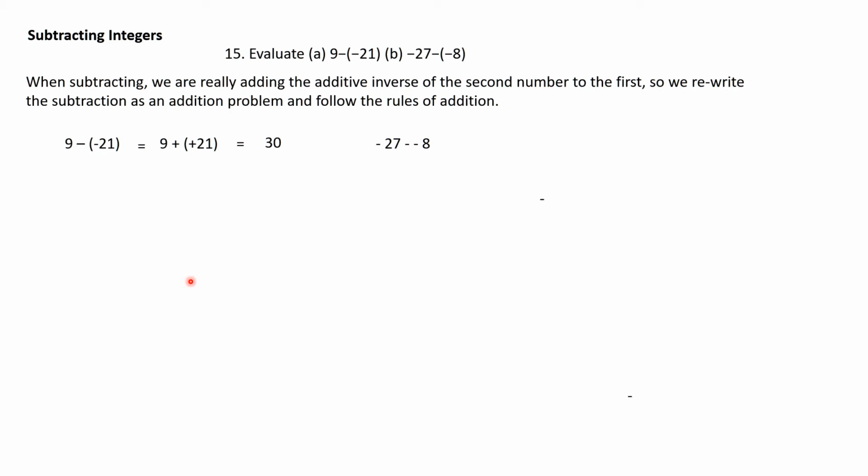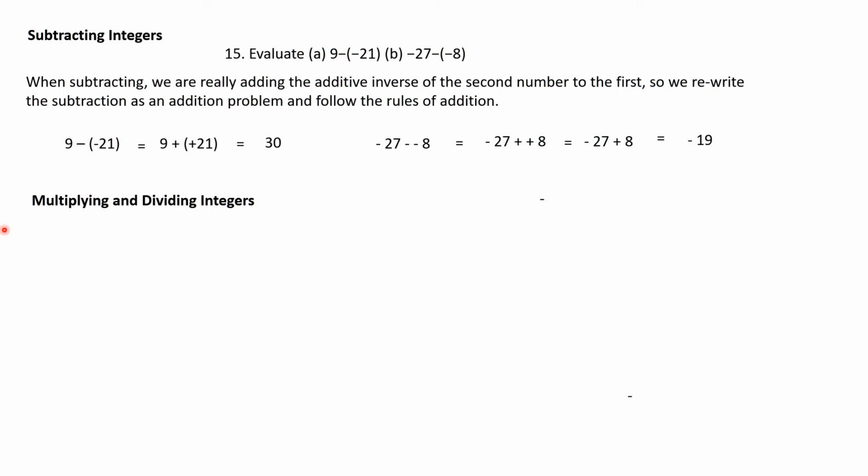Negative 27 minus a negative 8. So I've got to change the operation to addition and change the sign on the 8. With that plus plus, I don't need that second plus. Now I'm adding negative 27 and 8, so I find their difference, which is 19, and take the sign on the 27 since this has a larger absolute value.